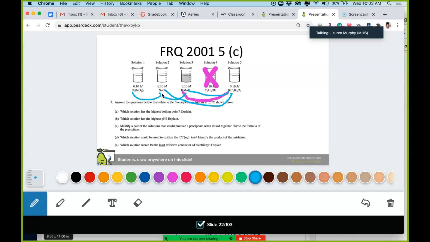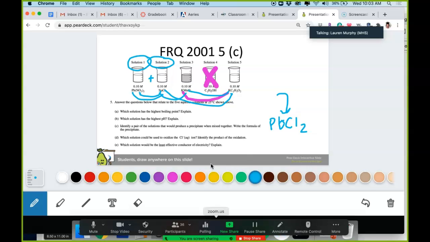So then you go over here. One of the products would be sodium nitrate, which would be soluble, but the other product is lead 2 chloride. That is not soluble. It's not an alkali metal. It's not a nitrate. So lead 2 chloride would be your one that precipitates. PbCl2. Okay, so it's these two solutions. Solution 1 and solution 2, when combined, would produce a solid precipitate called lead 2 chloride. Any questions on that one?